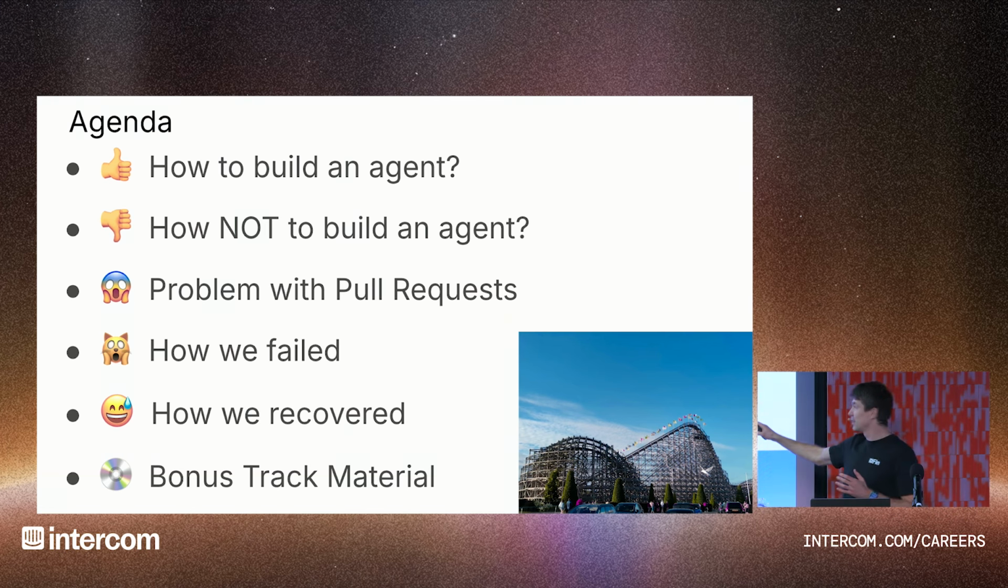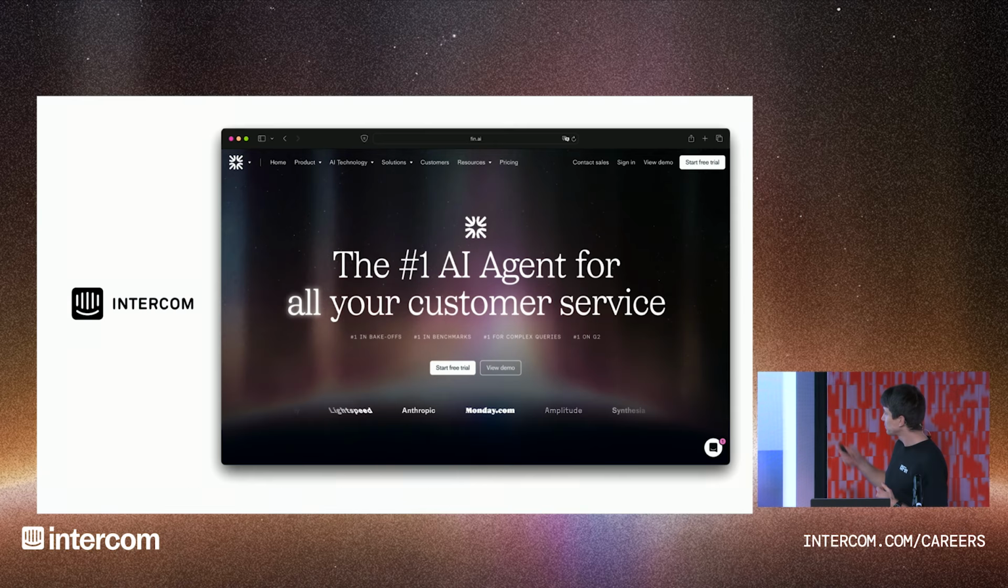So let me run you through the agenda. By the way, I have 150 slides and 30 minutes. So it's about 13 seconds per slide, so I have to be quick. I'll try to convince you first that we know a little bit about how to build an agent. And then I'll try to showcase how we actually don't know how to build an agent. And then we talk about the problem with the pull requests. Then we obviously failed multiple times, and then we luckily recovered. So I'm going to tell you all about that. And there will be a secret bonus track material at the end, so make sure you stick to the very end. It's going to be a bit of a roller coaster.